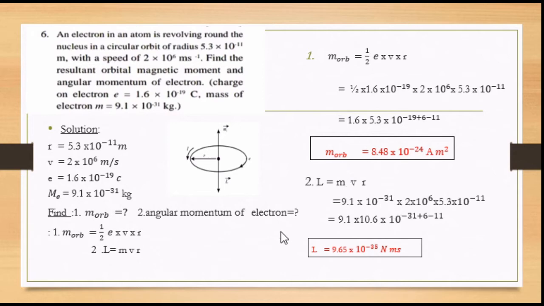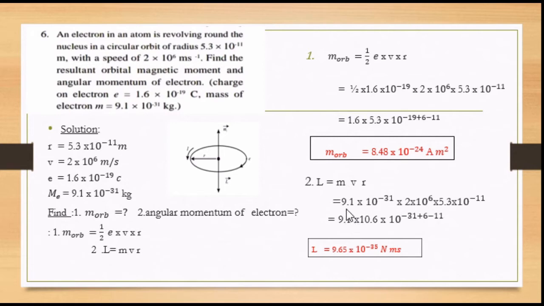Then we have to find the angular momentum of the electron. What is the formula? L is equal to m into v into r. It's very simple. The value of m is with us, and the values of v and r also. So mass of the electron is 9.1 × 10^-31. Put the value here. Orbital velocity is 2 × 10^6, and r, the radius of the orbit, is 5.3 × 10^-11.